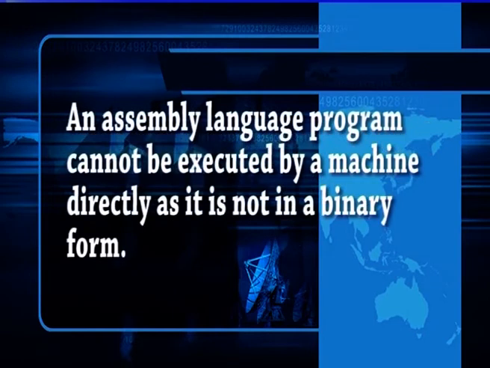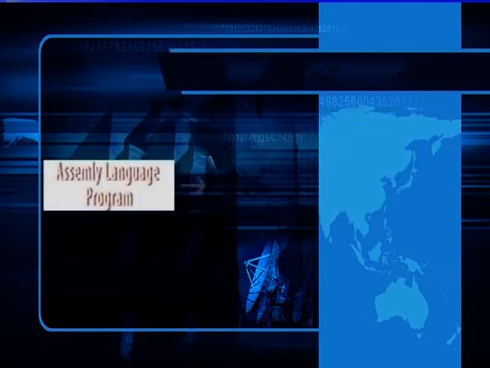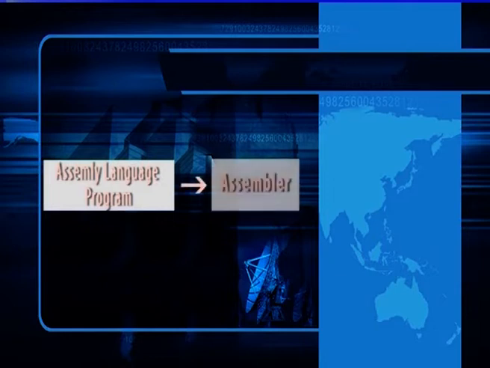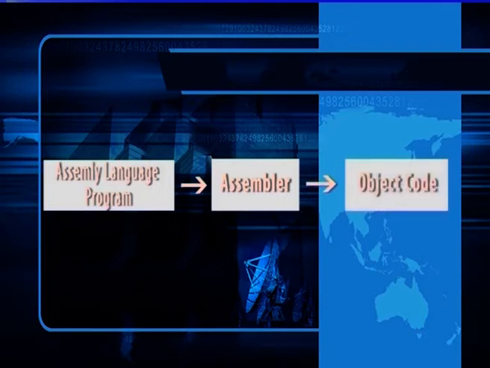An assembly language program cannot be executed by a machine directly as it is not in binary form, as illustrated in the figure on the screen. An assembler is needed in order to translate an assembly language program into the machine language executable.